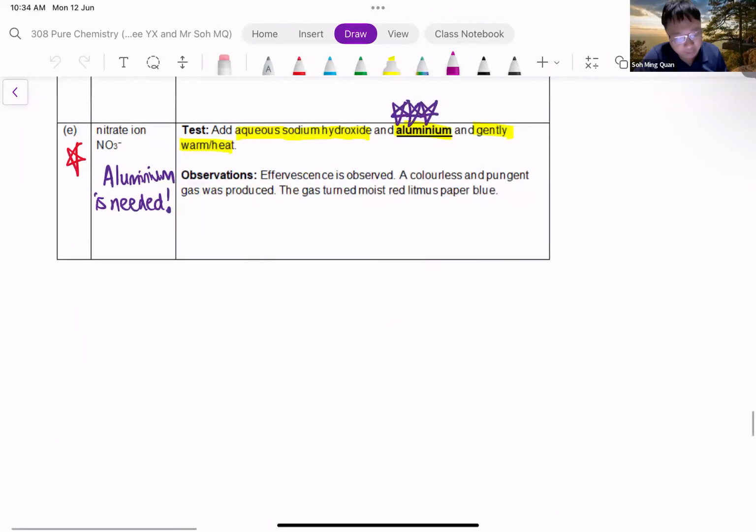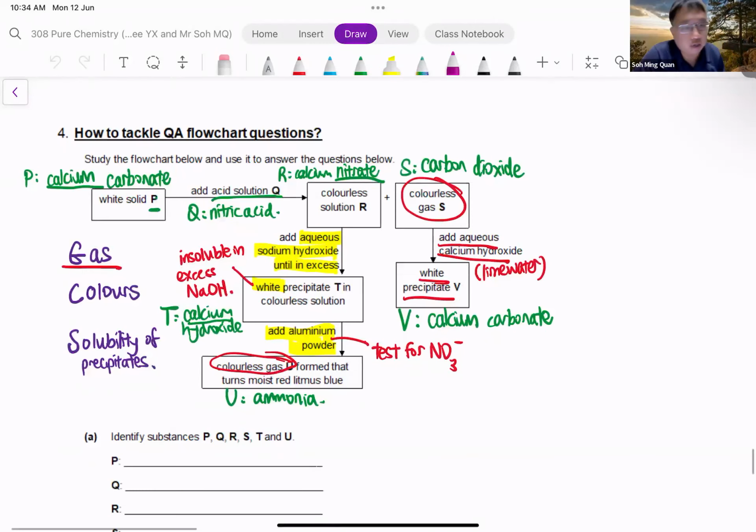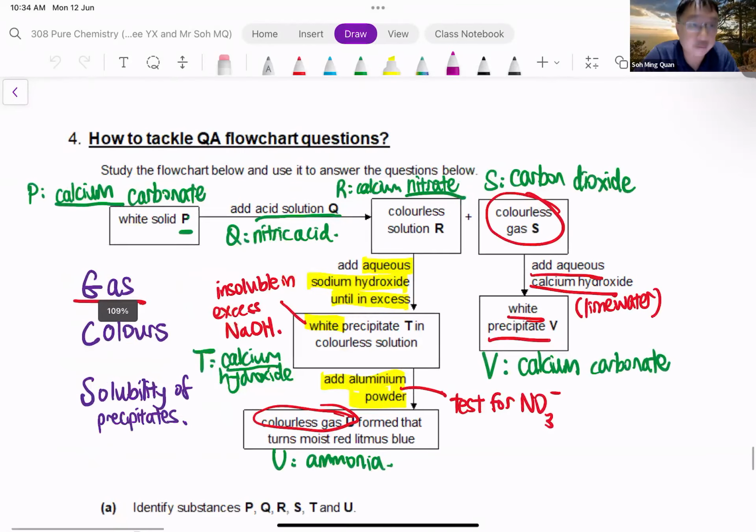Okay? Now, finally, how do you tackle a QA flowchart question? This is a typical kind of QA question that you can see in some of the papers given. We always start identifying from the gases first. So we do not start in alphabetical order. We start by looking at what is a gas first. In this case, there's gas S, gas U, right? So we identify gas S as, oh, it's carbon dioxide, because when you bubble into lime water, it forms a white precipitate. Gas U is ammonia, because it turns moist red litmus paper blue. Okay, so we will identify the gases first.